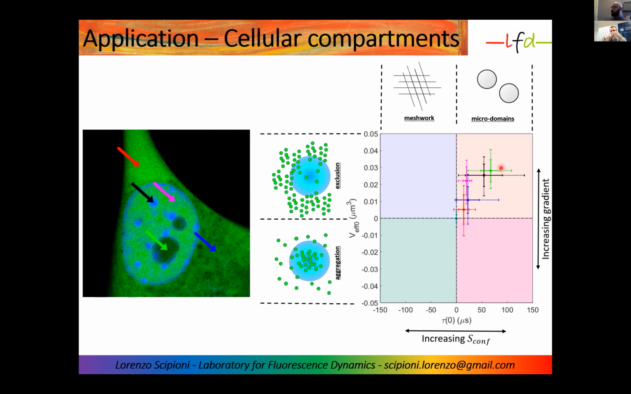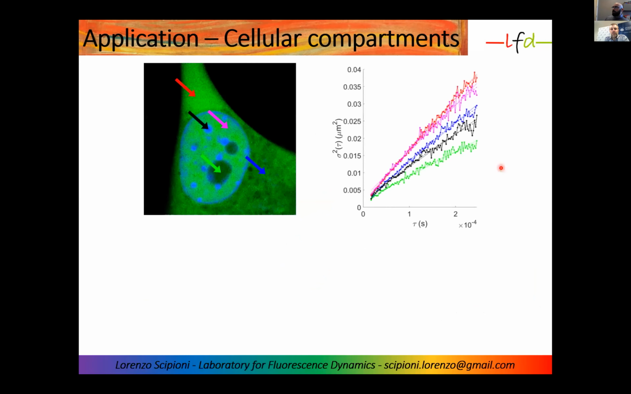On top of this, all of this is done with minimal interference with the sample because we are not labeling anything. We're just using GFP, which is an inert probe that doesn't interact with the cellular machinery, to report on the structure of the surroundings.